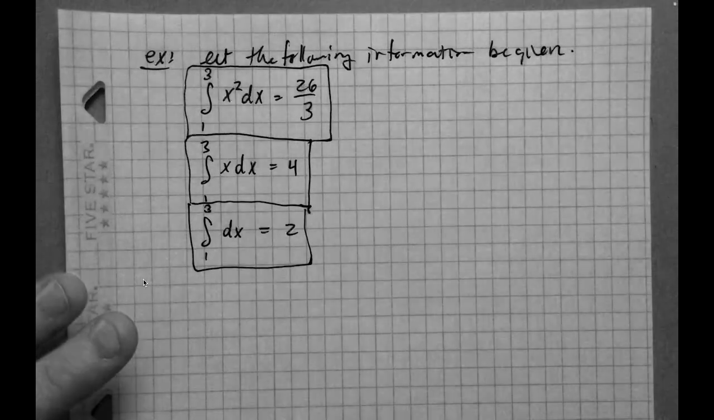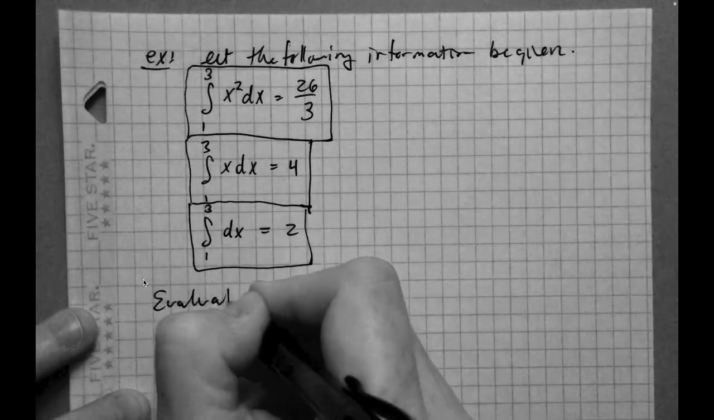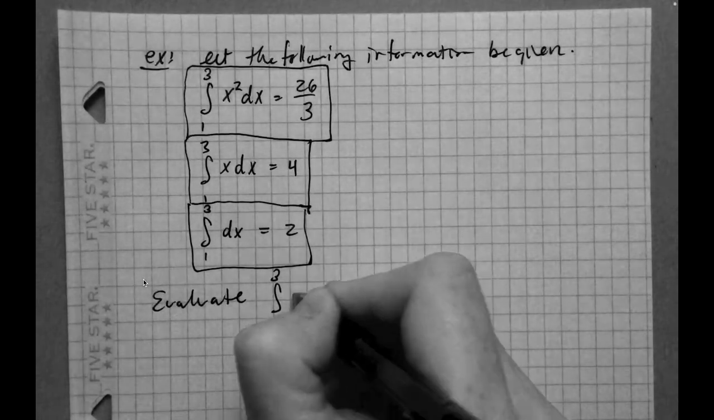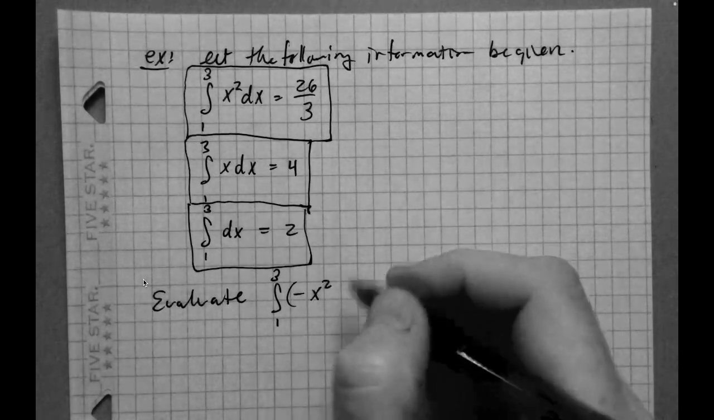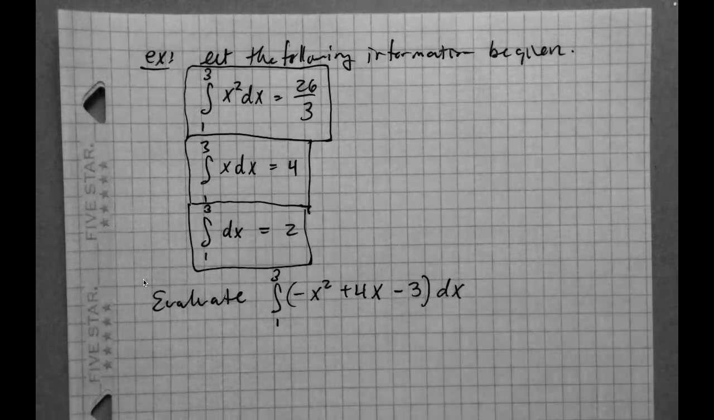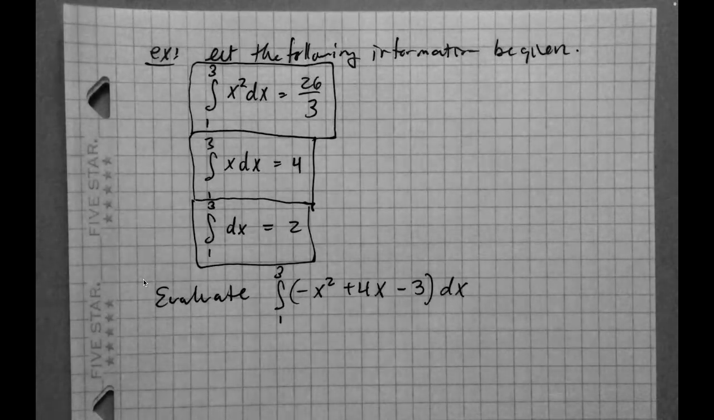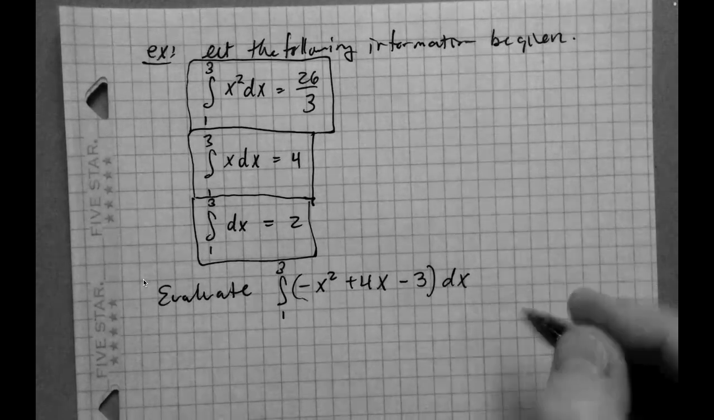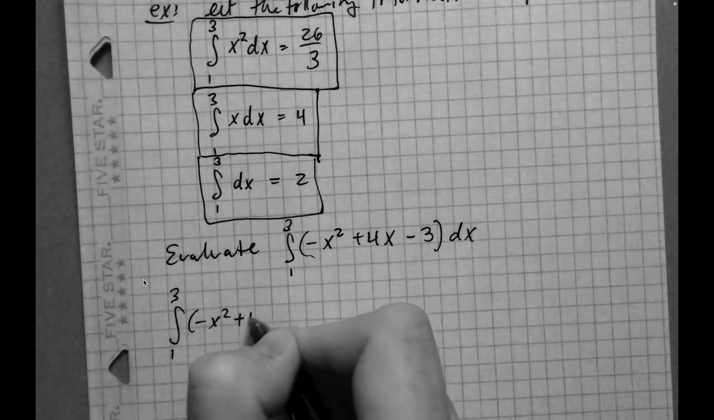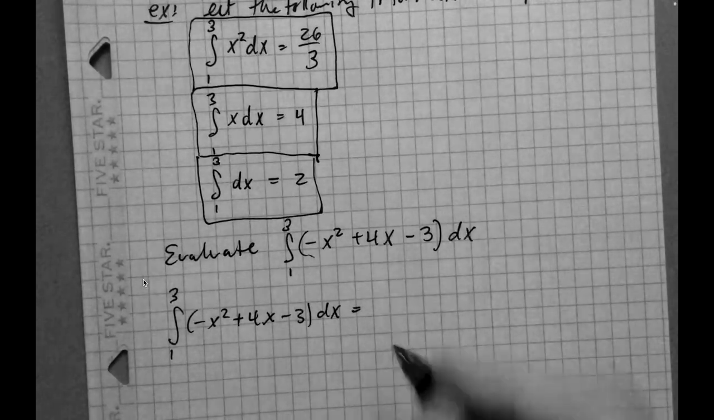All right, so if that's given, then evaluate the integral from 1 to 3 of negative x squared plus 4x minus 3 dx. Well, we have no idea how to do this, but we do know that we can take an integral like this and we can break it up into a bunch of pieces, right? So the integral from 1 to 3 of negative x squared plus 4x minus 3 dx equals, we can break it first like this.